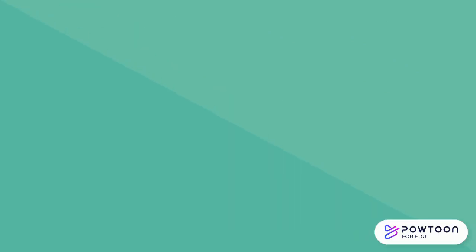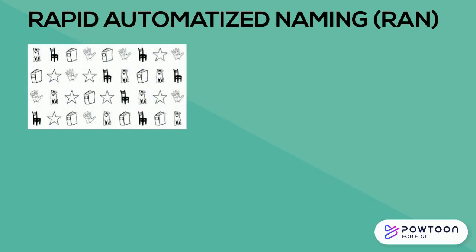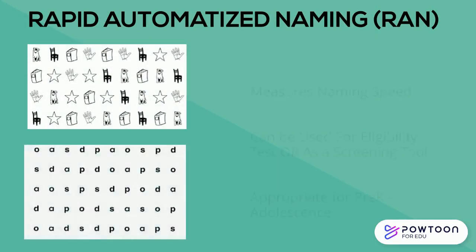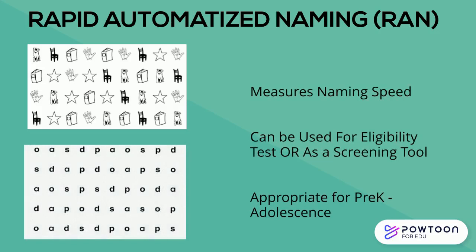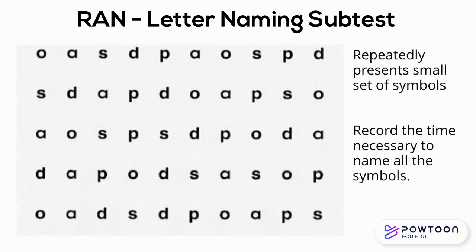To gather information about naming speed, educators administer an assessment called a Rapid Automatized Naming, or RAN task. These measures can be administered as part of eligibility assessments or as screening tools beginning in preschool. RAN tasks are designed so that students repeatedly name a small set of objects, letters, numbers, or a combination. The examiner records the amount of time necessary to name all the symbols.